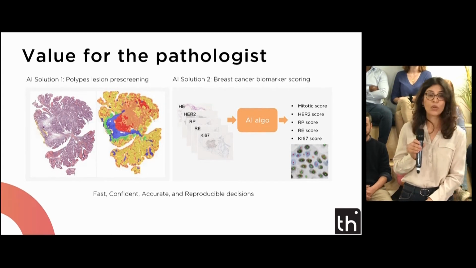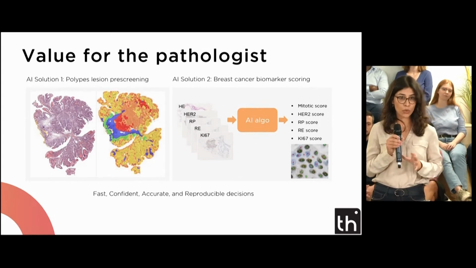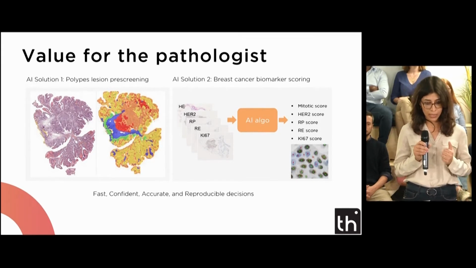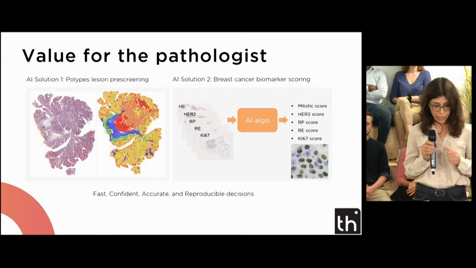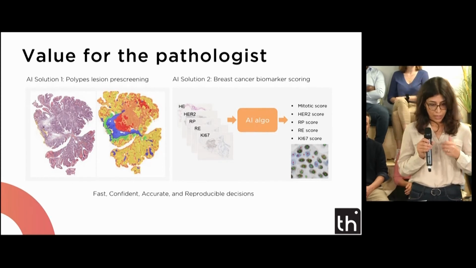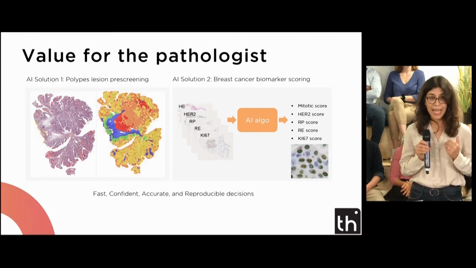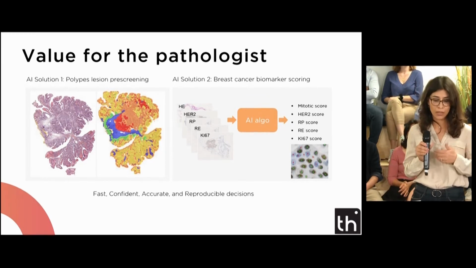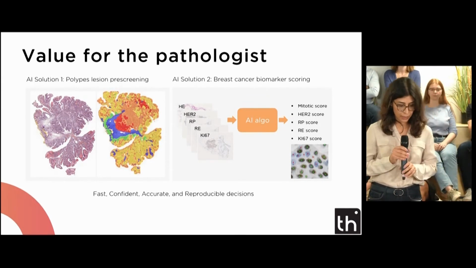So having a tool that counts every cell in the image is really valuable for the pathologist. That will ensure reproducibility. The decision is no longer sensitive to human fatigue or any other condition. It will favor the pathologist's comfort, and it will save time so that they can focus on more meaningful and more important tasks.